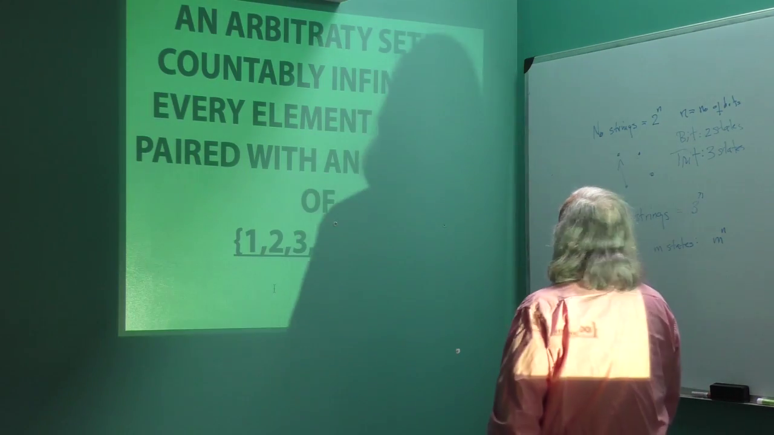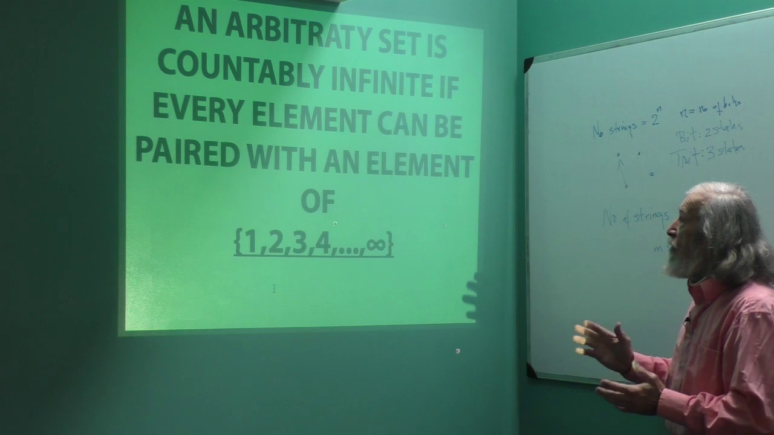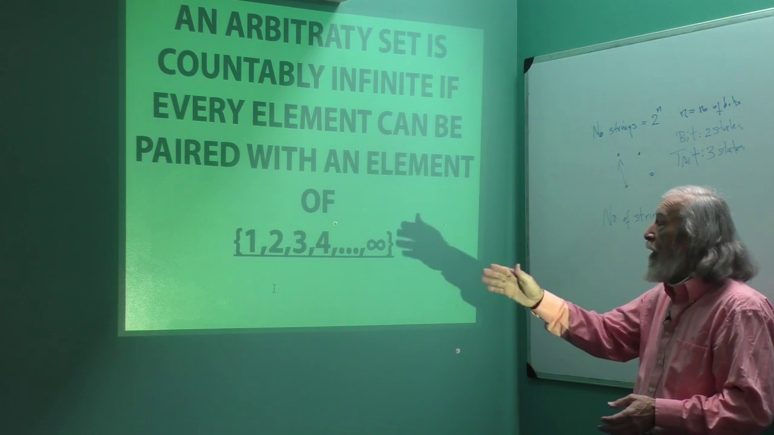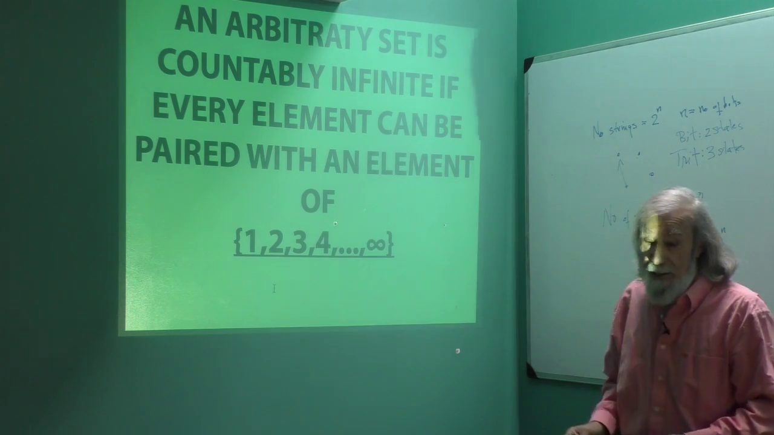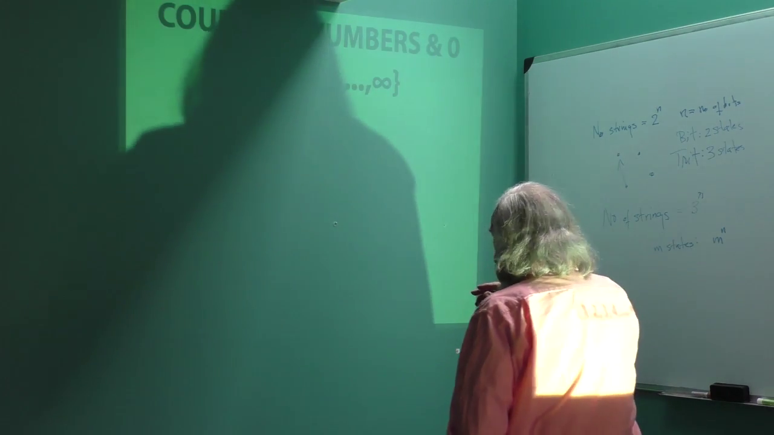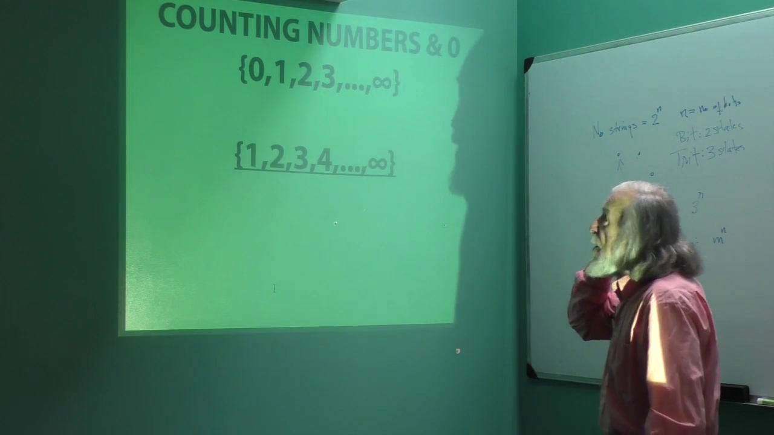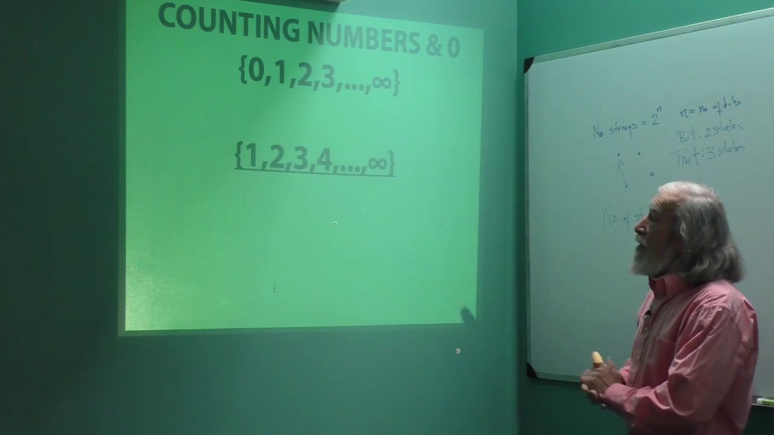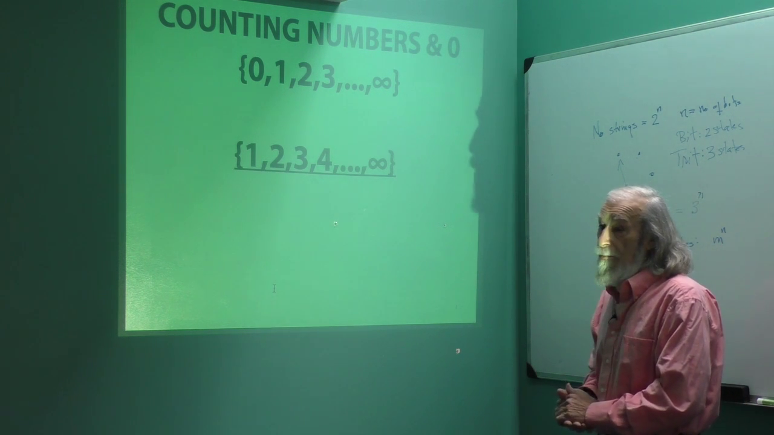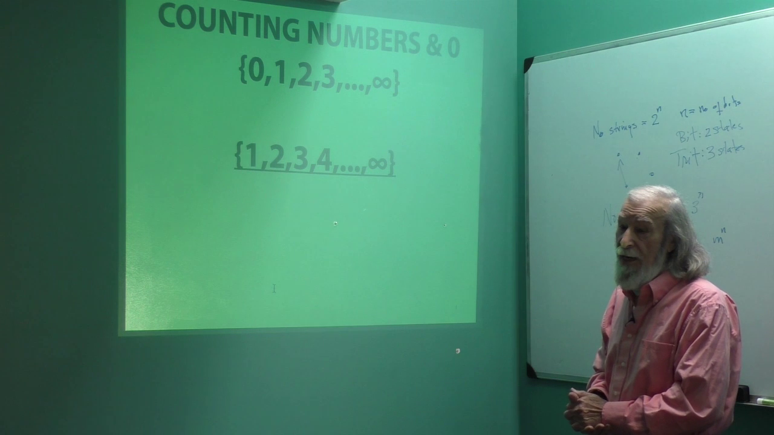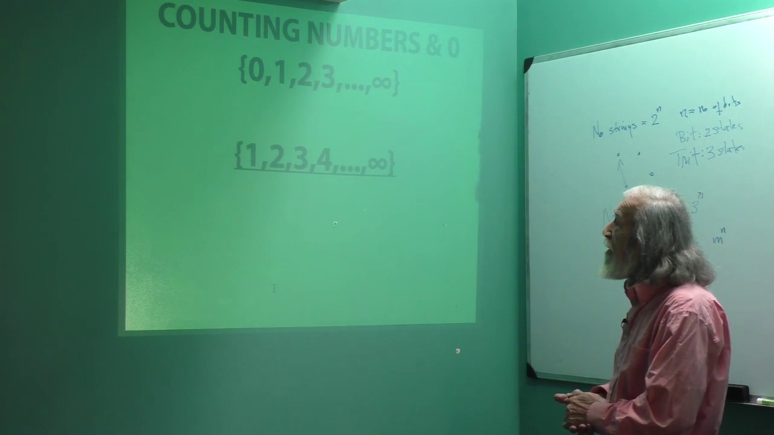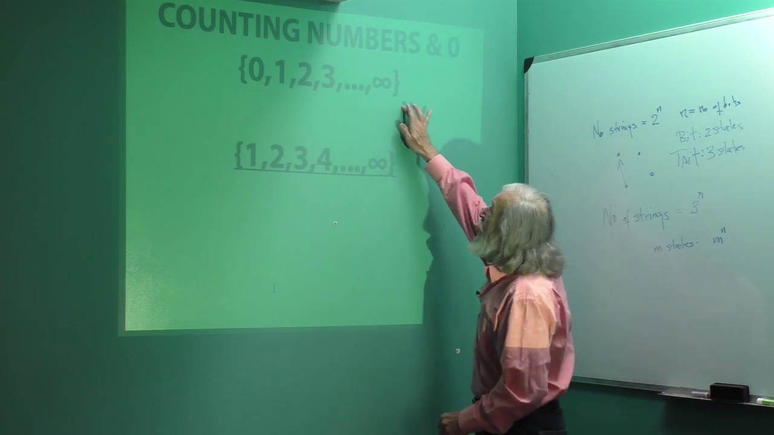So, an arbitrary set is countably infinite if every element can be paired with an element of 1, 2, 3, 4, and so on. So let's right away have an illustration. Suppose to the counting numbers 1, 2, 3, we stick in 0. We want to have 0 in the set as well. We're going to have a 0. 0, 1, 2, 3. Which of these sets is bigger?